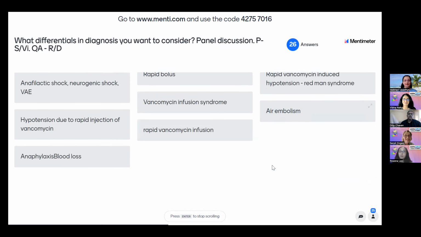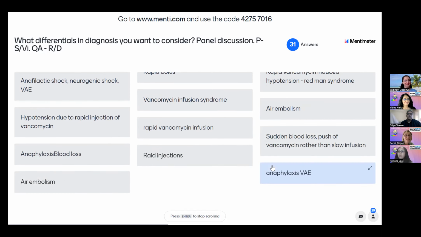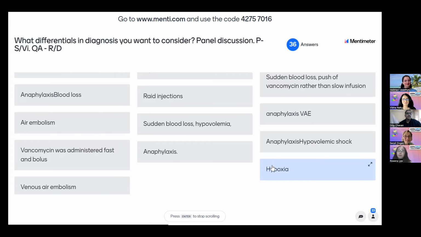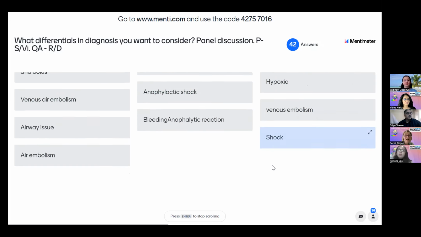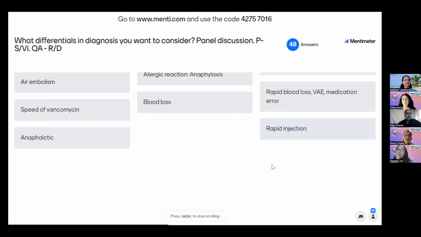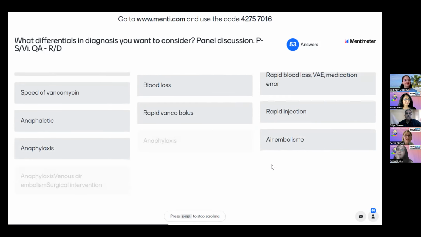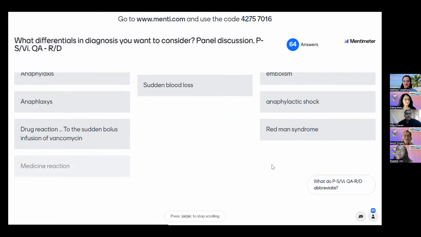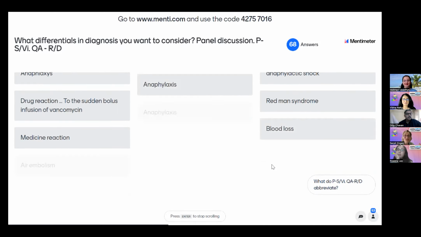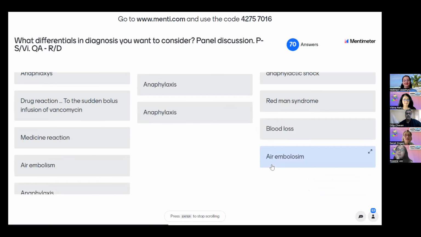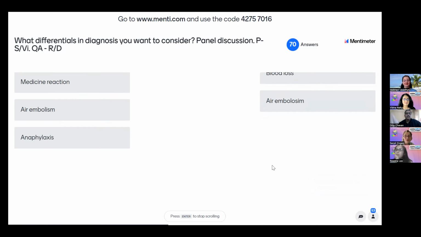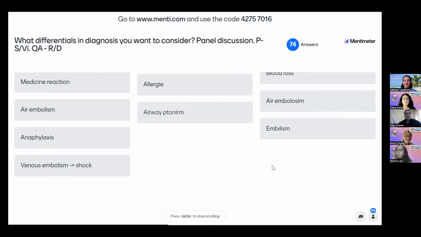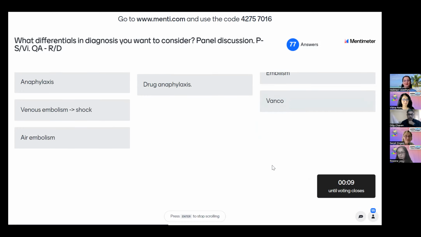There are interesting answers. So yes, this can be an anaphylactic shock. And we are in the prone position, and this is neurosurgery, so air embolism is to be put in the differential diagnosis. And all notice that the assistant is giving the drug so quickly, so the speed of injection of vancomycin is of concern. And almost most of the audience is putting in air embolism and anaphylaxis.